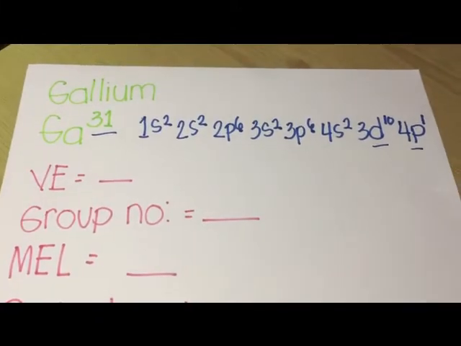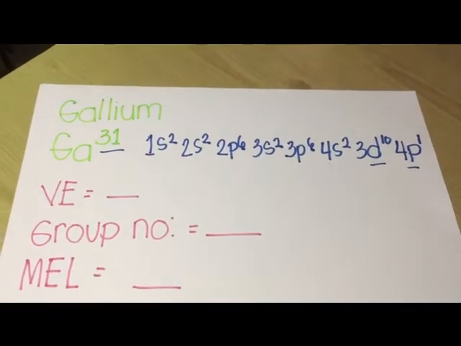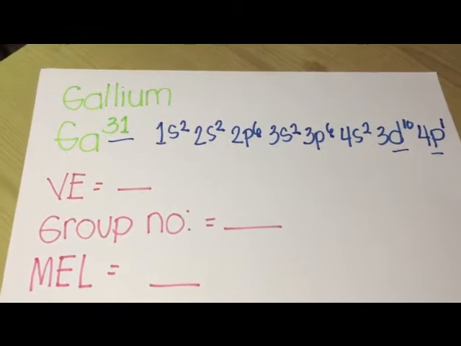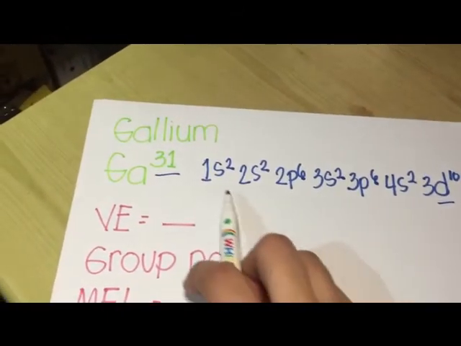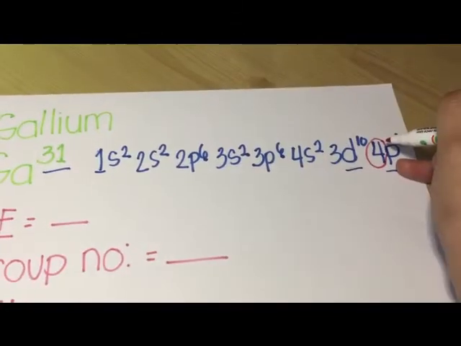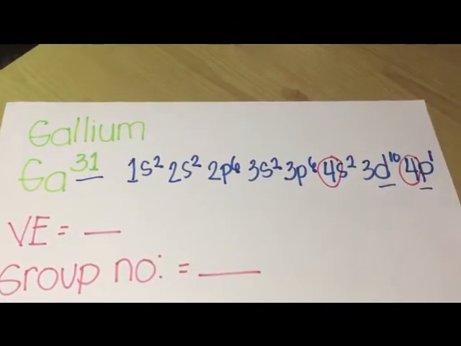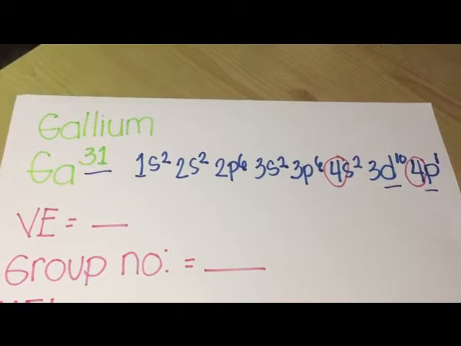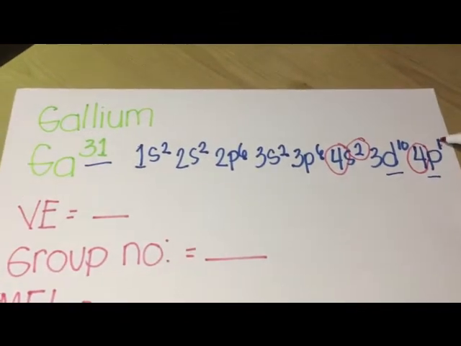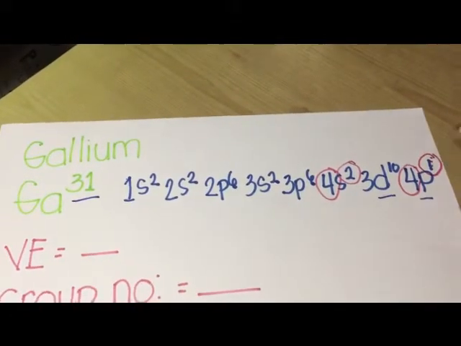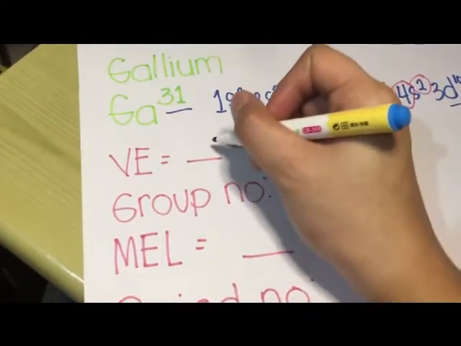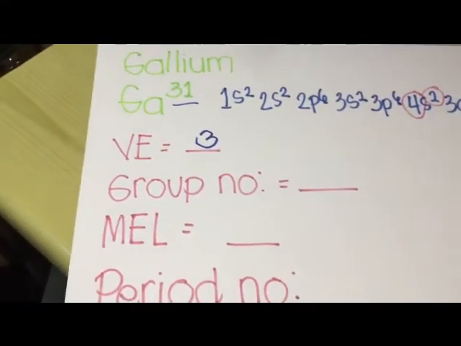The second way is to find which one is the highest energy level. What is the highest energy level here? The highest is 4. So, this one and this one are the highest energy level, right? How many electrons do the two hold? The first has 2 and the other has 1. So, 2 plus 1 is 3. Now, the valence electron is 3.